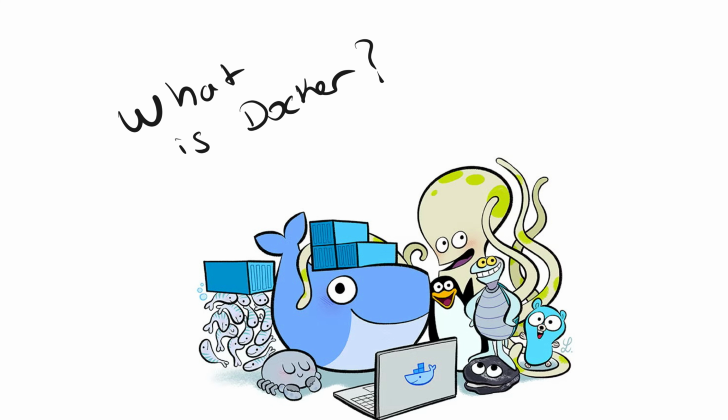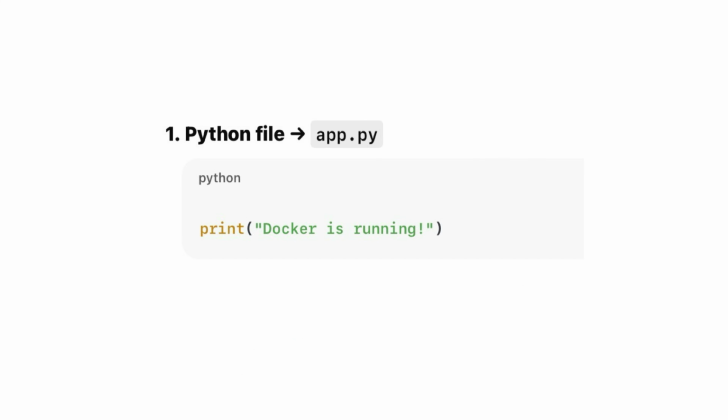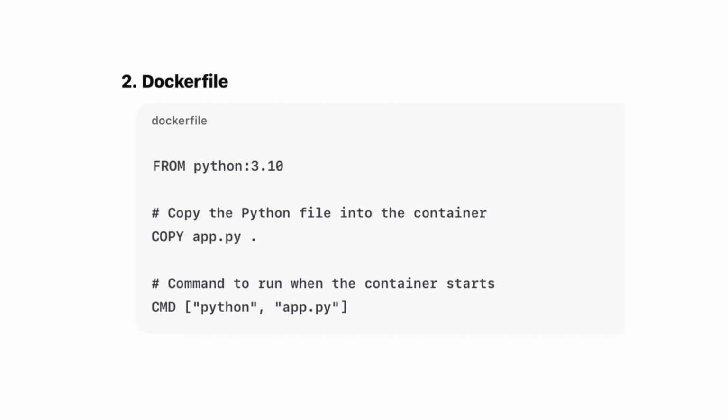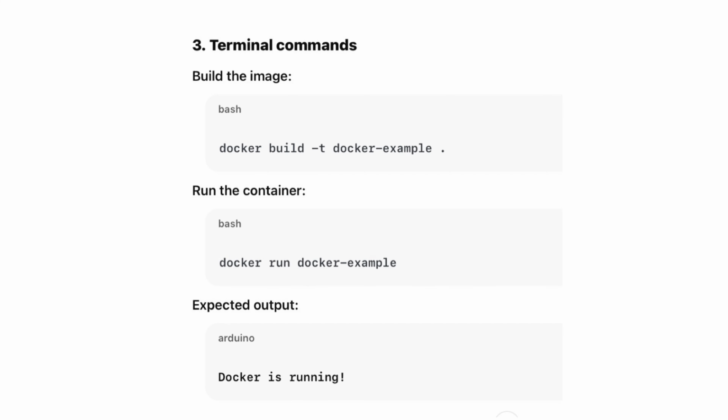Let's continue with a very small example. Suppose we have a one-line Python file that simply prints "Docker works." When we prepare a Dockerfile for it, we basically say, open a world with Python 3.10, put the file inside, and when you run it, start with python app.py. When we run docker build and docker run in the terminal, the application works the same everywhere. Whether it's Windows, Mac, or a server, it doesn't matter.